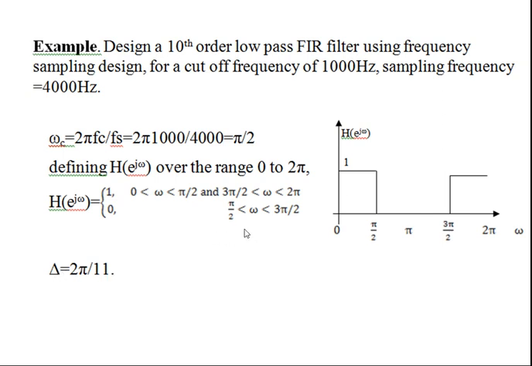Now we have to find the delta, the samples on the frequency axis. This delta is 2 pi by 11, because it's 10th order so the length will be 11. That is, 2 pi by 10 plus 1, 2 pi by 11. At every delta, we have to evaluate these amplitudes. In this case, it's very simple because it's either 1 or 0. We just forget about the transition, because whatever we have taken close to the transition band will be approximated in the actual design. So we don't do anything with the sharp transitions.